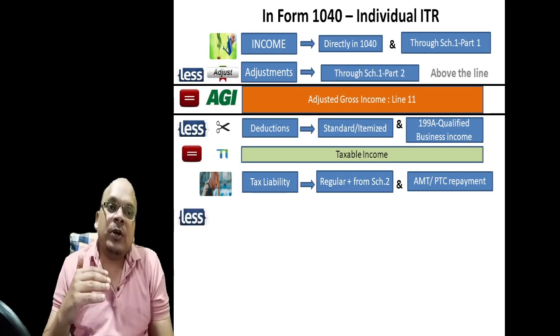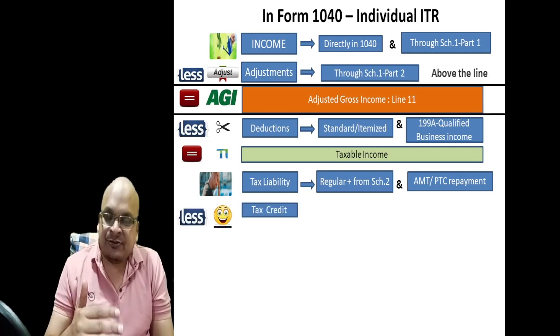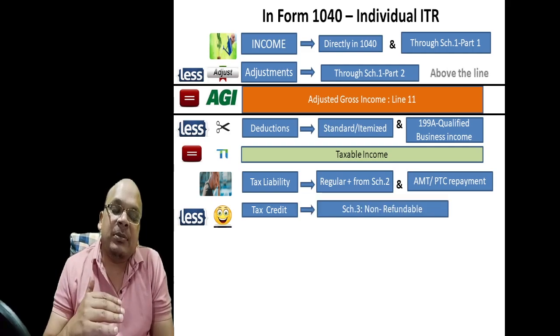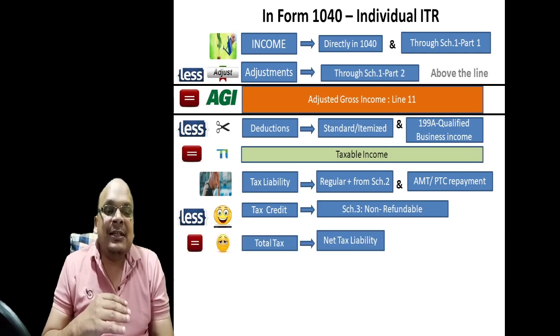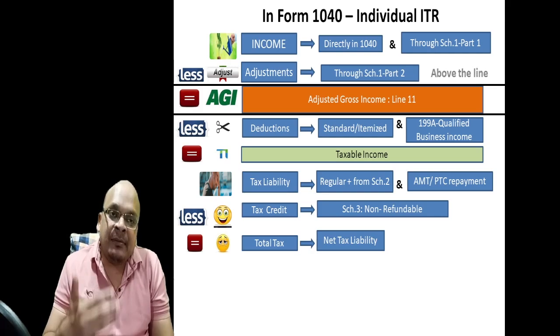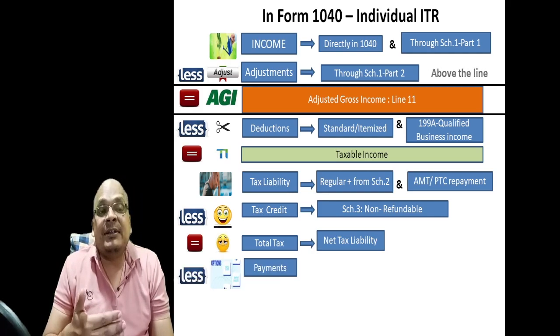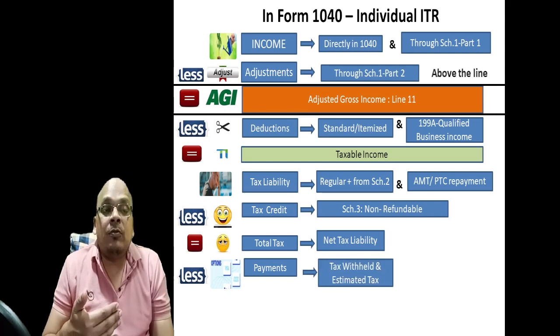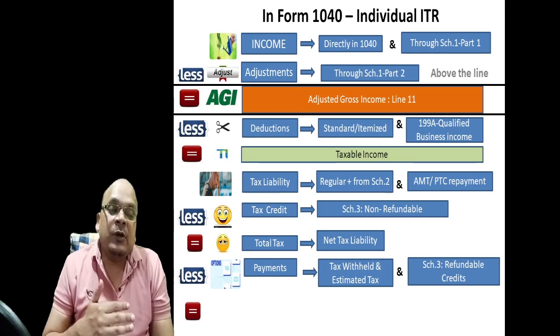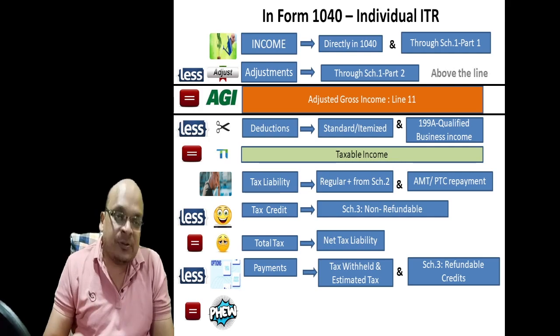To this tax liability, what we do is we apply certain tax credits. At this stage, they are known as non-refundable credits, which are mentioned in Schedule 3. After this tax credit, what we get is the net tax liability, right? This net tax liability is compared with the payments, that is the actual payments made by the taxpayer, and the assumed payments like the refundable credits. The actual payments can be in the form of taxes withheld, the estimated tax, etc., and the assumed payments, as I just said, are the refundable credits. And what we get is either the net tax due or the refund amount due to the taxpayer.